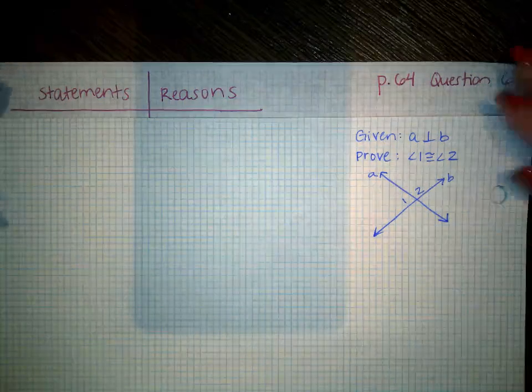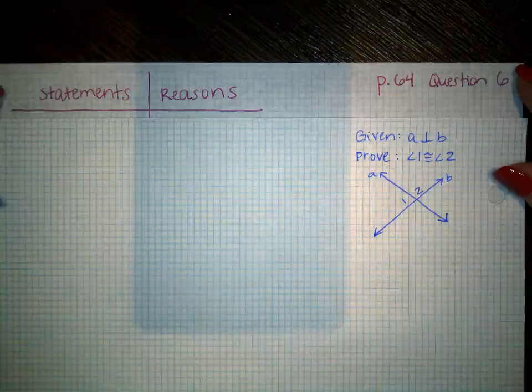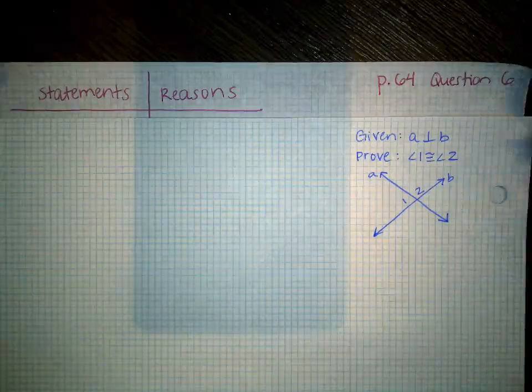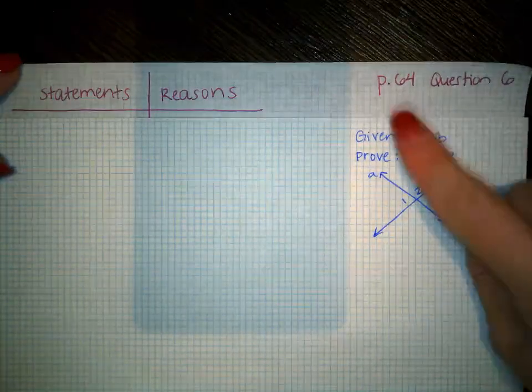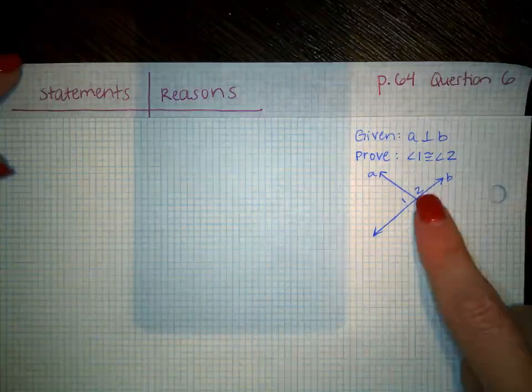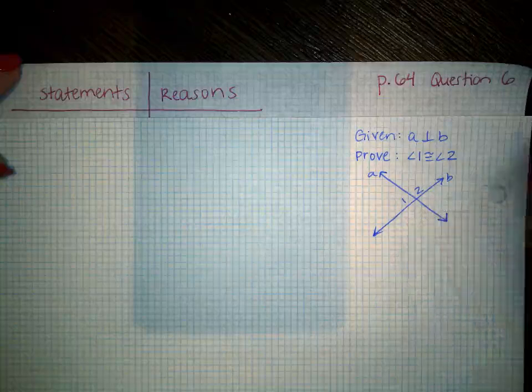Okay guys, so I'm going to go ahead and talk through two of the proofs from the homework from last night. Let's go ahead and start with page 64, question number 6. Okay, this is the given information. That's what they're asking us to prove, and then here's the picture.